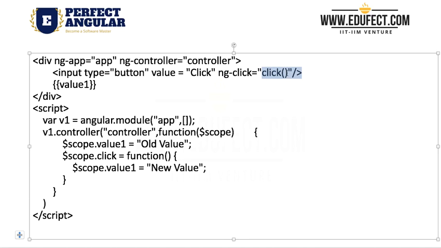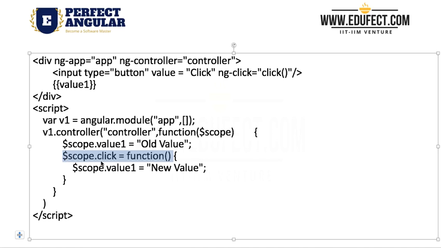So what are we doing here? We are calling a function named click. So let us see where we have defined it. So this is our script. In our script, we have defined a function click. And how have we defined it? This is how we would define a function named click.